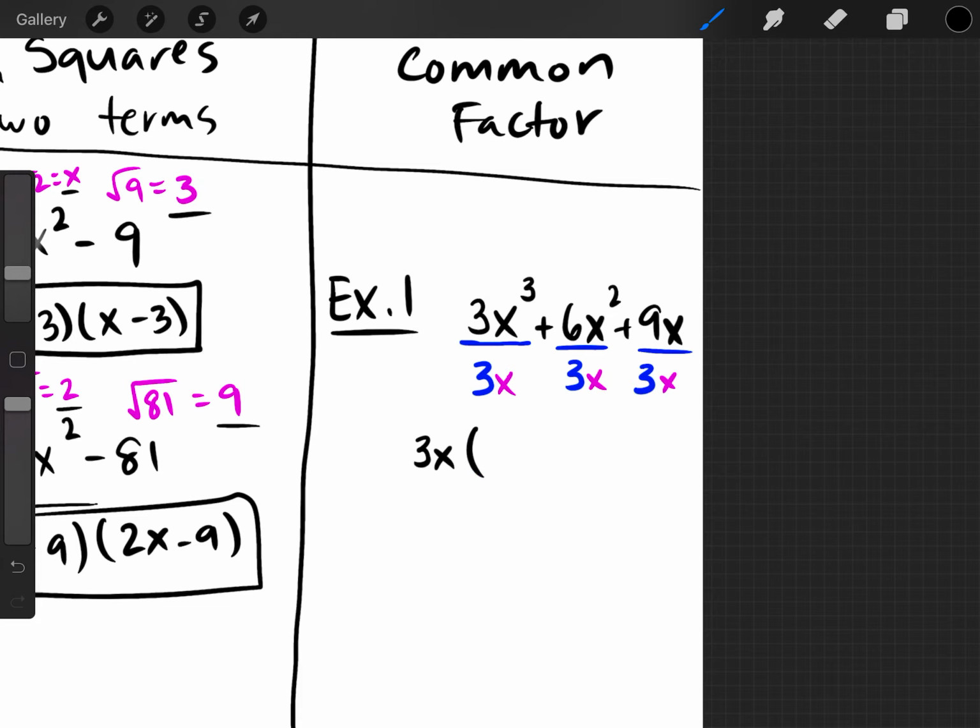So we go 3 divided by 3 is 1. X cubed divided by x is x squared. 6 divided by 3 is 2. X squared divided by x is x. And then 9 divided by 3 is 3. X divided by x, the x's go away, there's none left. That would be your factored form. Now we usually don't write that 1 right there, so we could rewrite it as 3x times x squared plus 2x plus 3. When you get here, you're not done.